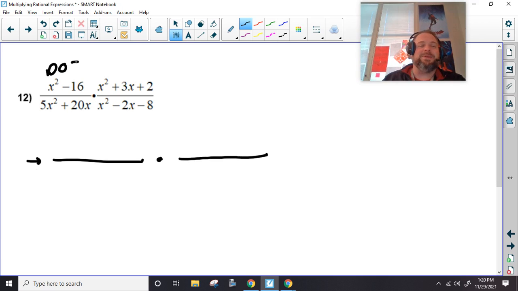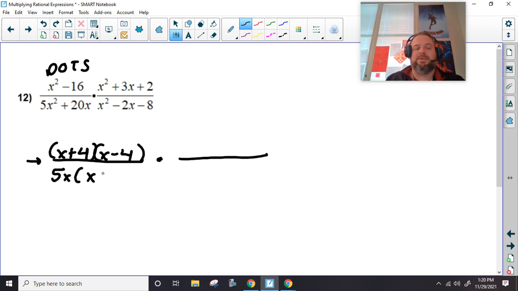All right. This is a dots problem again. Yes. X plus 4, X minus 4. Very good. All right. This one is a GCF. What's the biggest thing I can take out of 5 and 20? 5. What's the smallest power of X? Yep. Very good. So this leaves me with X plus 4. It looks like something.